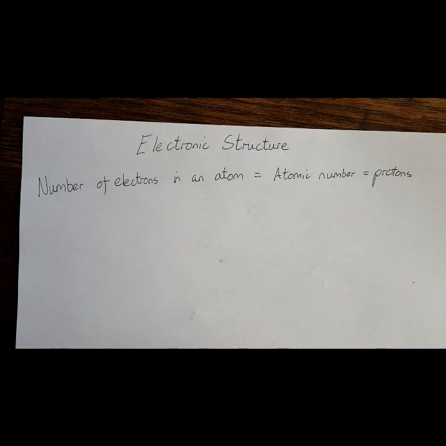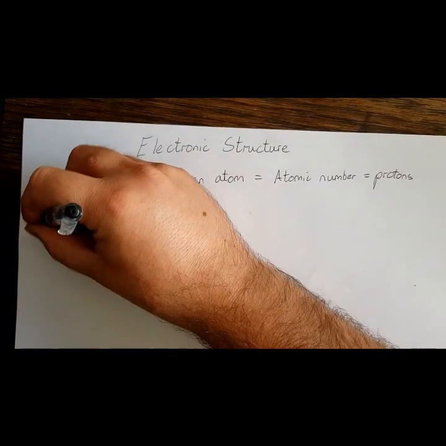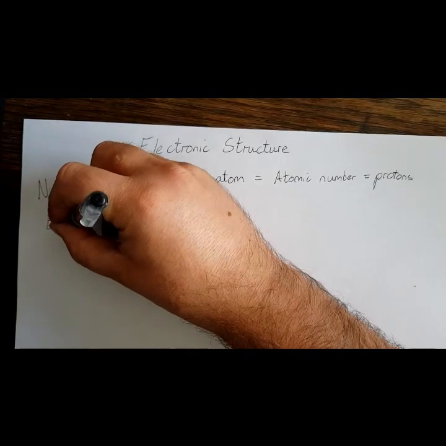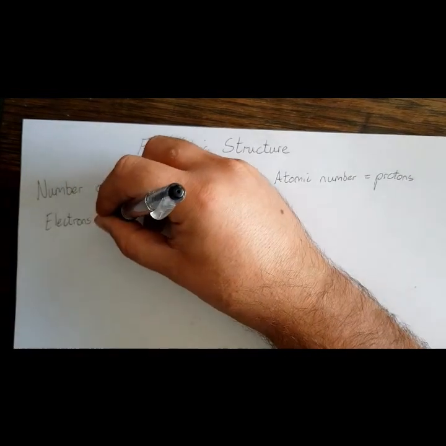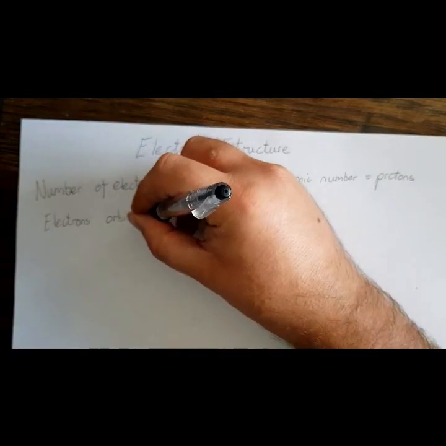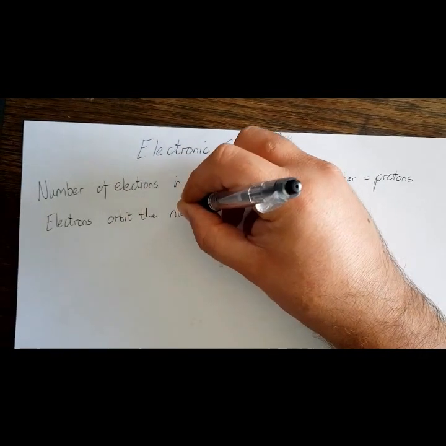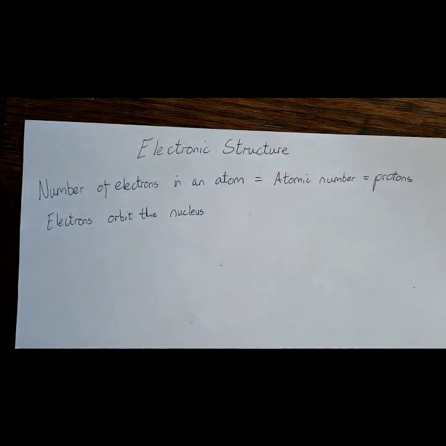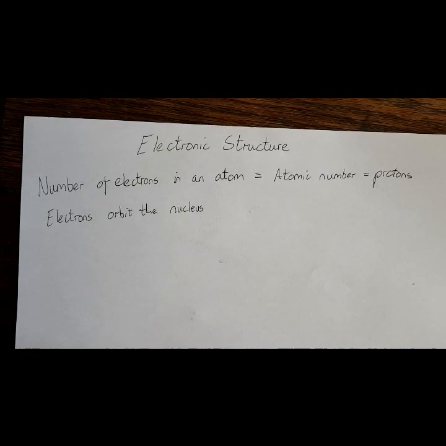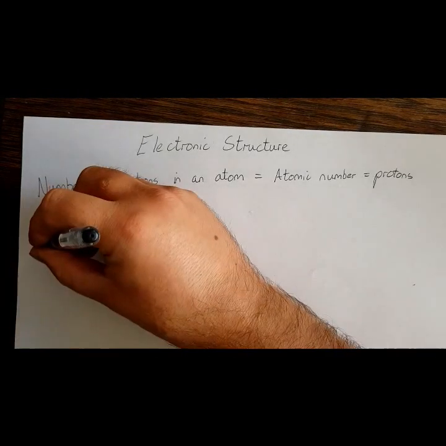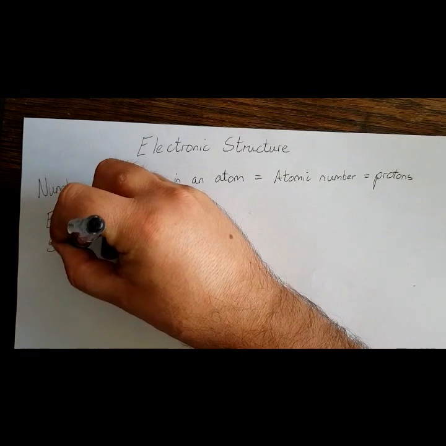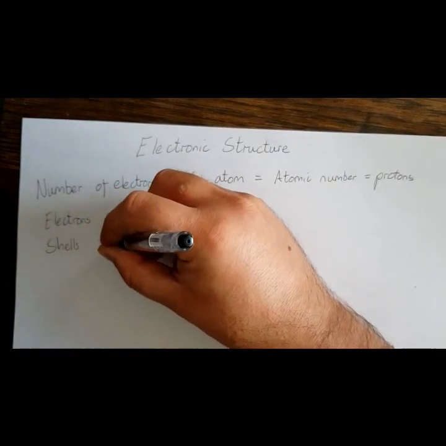And we know that electrons orbit the nucleus. Now we found out when we looked at Niels Bohr, when we looked at the history of the atom, that he determined that electrons orbit the nucleus in different energy levels, or shells. So the shells are different energy levels.